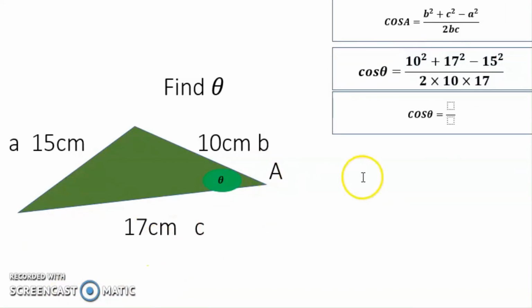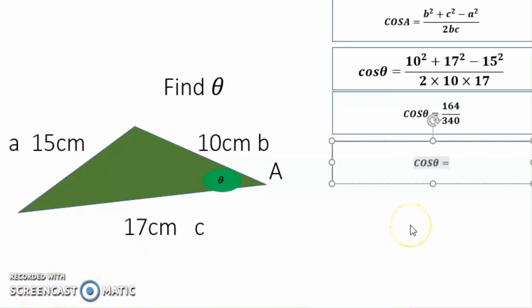So simplifying, by the time you punch 10 squared plus 17 squared minus 15 squared into your calculator, you are going to get 164. You can try that. By the time you punch the denominator into your calculator, you are going to get 340. So 164 over 340 will give us 0.482.